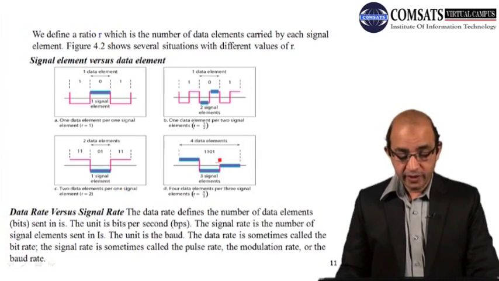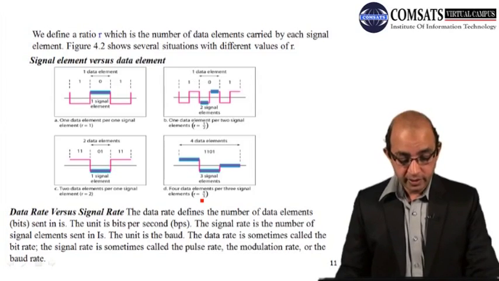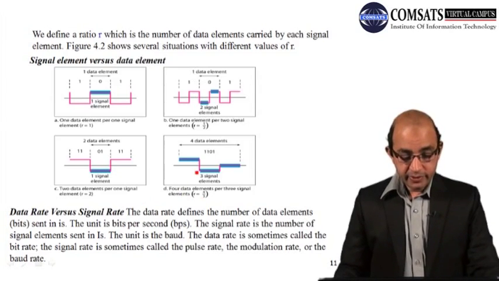And here we have another scenario. We are using 4 data elements and 3 signal elements over here. So 4 data elements per 3 signal elements, and the ratio becomes 4 by 3. So 4 data elements and 3 signal elements, 1, 2 and 3, so the ratio is 4 by 3.